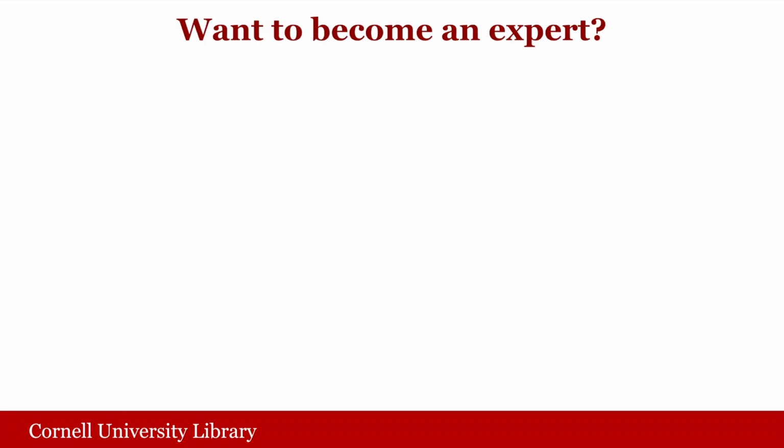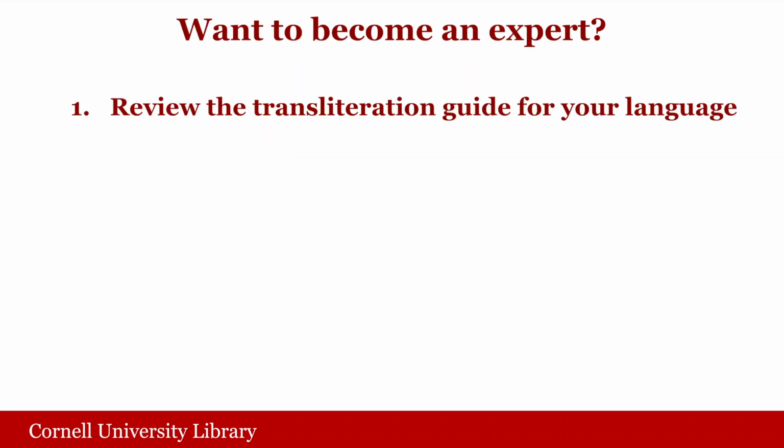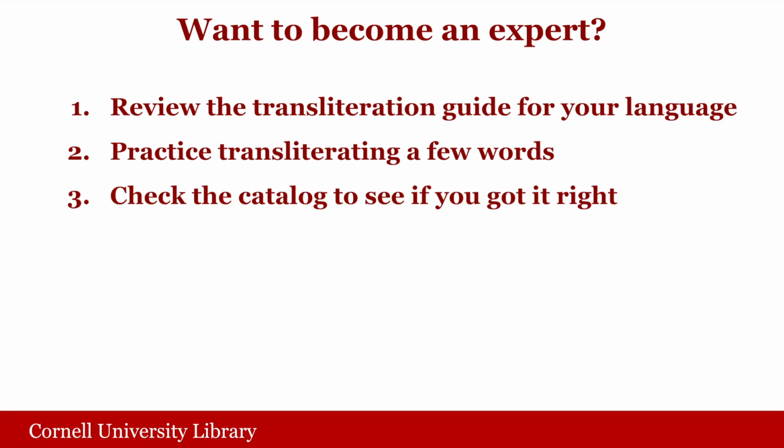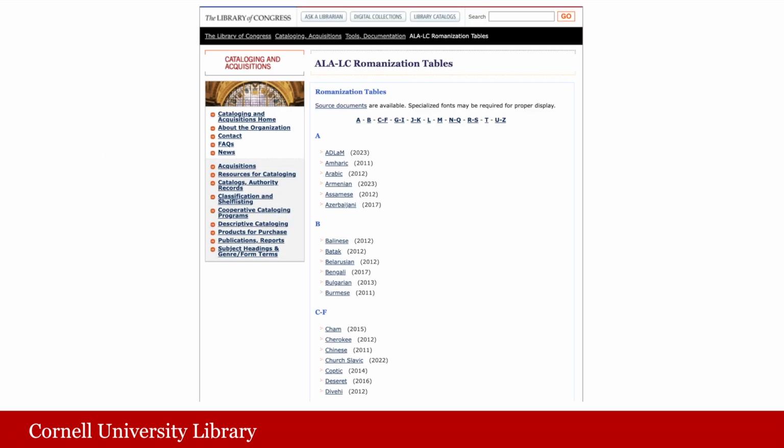If you want to become a transliteration expert yourself, start by carefully reviewing the transliteration guide for the language you work with. Then practice transliterating a few words. Then check the catalog to see if you got it right. You'll find links to the American Library Association Library of Congress Romanization tables in the description below. After a fair amount of practice, you too can become an expert.